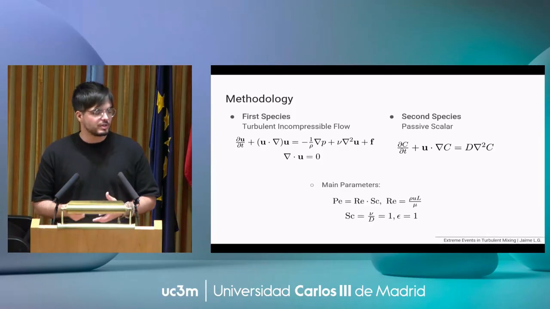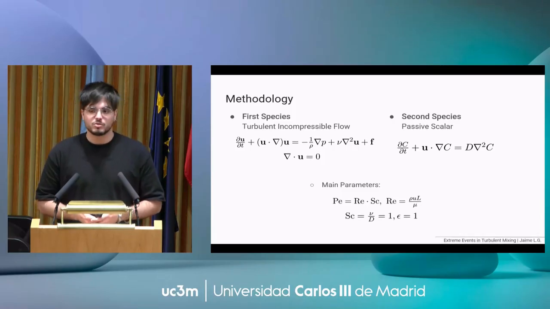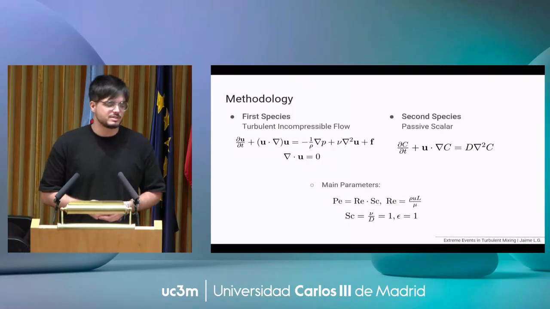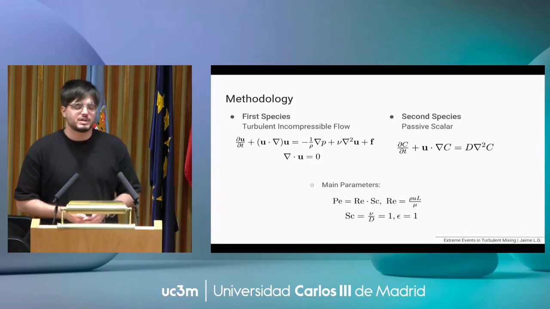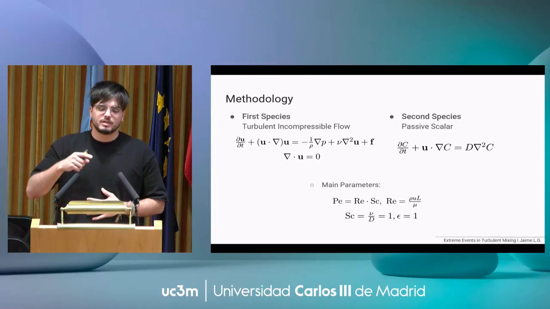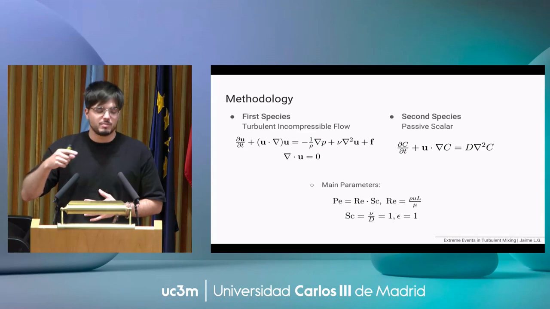With respect to the model, the turbulent flow is modeled by the Navier-Stokes equation for incompressible flow with a forcing term to keep the turbulence going. And the diluted species is modeled by an advection-diffusion equation that is called a passive scalar. The main parameter of the simulation is the Schmidt number, that is the ratio between the momentum diffusion and the mass diffusion.